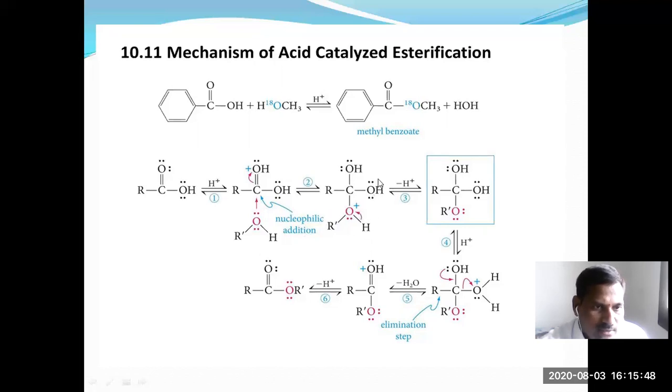So there is a change in protonation. After that, elimination of a water molecule, leaving a compound with a positively charged oxygen. This is an unstable compound, so that's why it loses a proton from this compound, and you get the ester. This is the acid catalyzed esterification reaction mechanism.